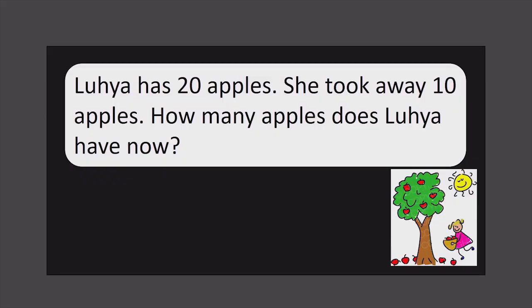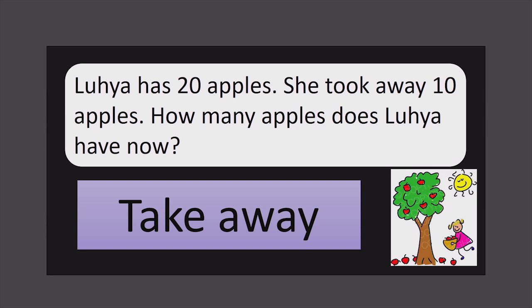So we have our first word problem here. Luhya has 20 apples. She took away 10 apples. How many apples does Luhya have now? You have to find the vocabulary which is related to subtraction from this question. Have you found it? If took away was the answer, then you are correct. So our first subtraction related vocabulary is take away.